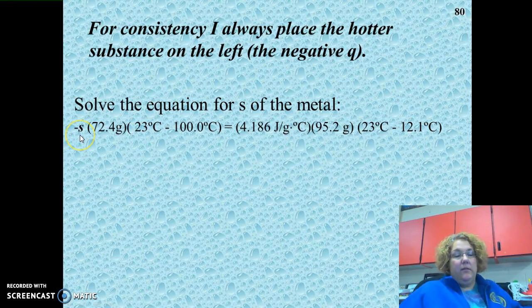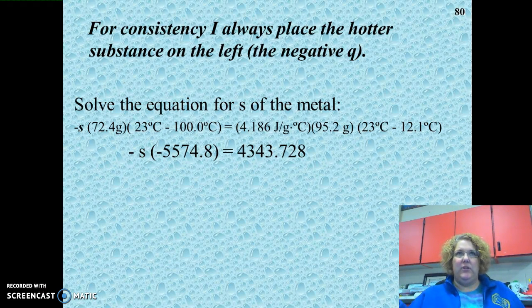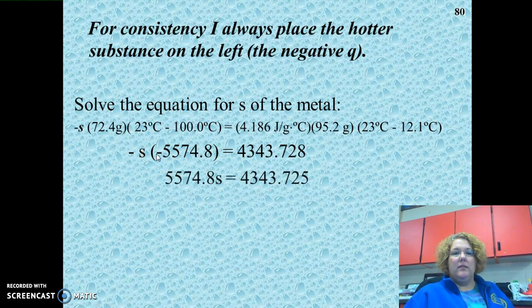So S of the metal, we don't know what that is, so we're going to put S times the mass of the metal times the final minus initial temperature of the metal. So doing the math, notice negative times negative, you can't have a negative specific heat. Okay, these are a positive quantity. It's how much heat it takes to change the temperature of the object. So it worked out that I'm going to get a negative times a negative here, and a positive number. Solving for S, I get 0.78.